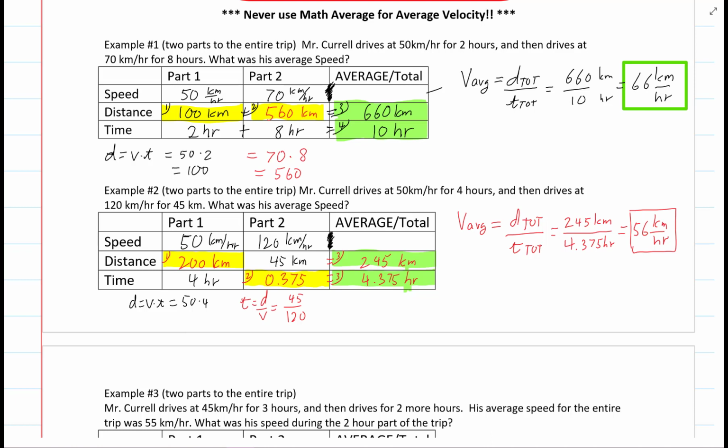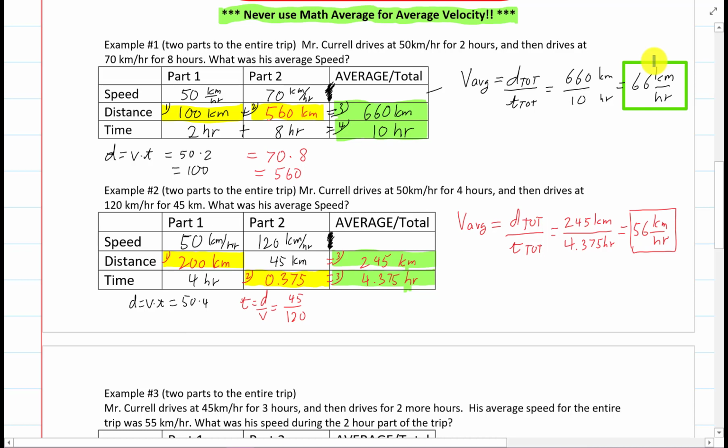Okay, and here's the big tip, and the big argument that I get into all the time with students that are trying to learn this, especially mathematicians. We never use the math average to calculate the average velocity. Never. We never go 50 plus 120, which is 170, and divide it by 2, and 170 divided by 2 is 85. It's not 85, the answer is 56. We can't go 50 plus 70, which is 120, divided by 2, and get 60. It's 66. Why is it?